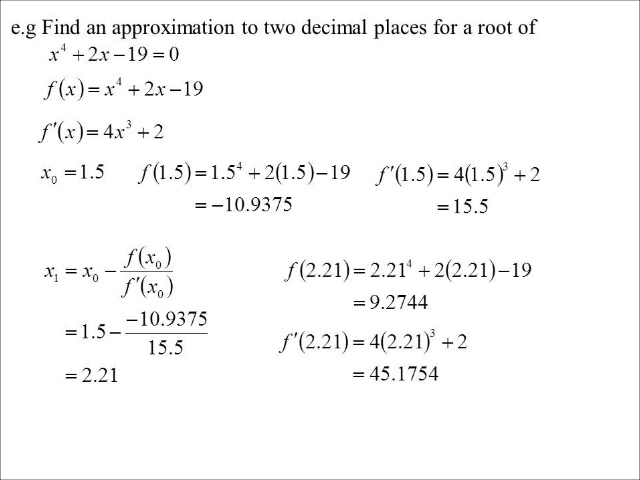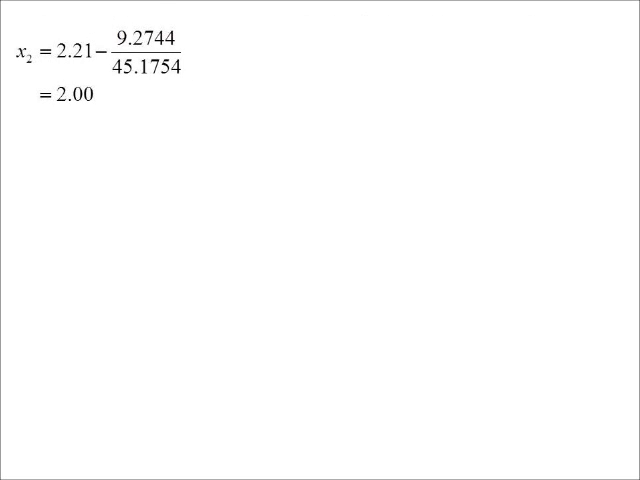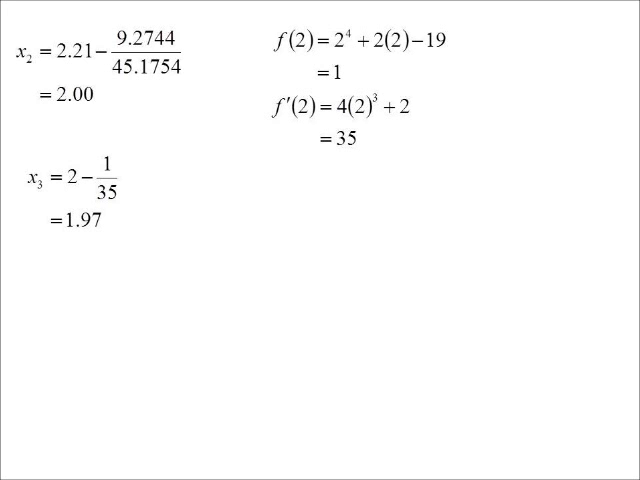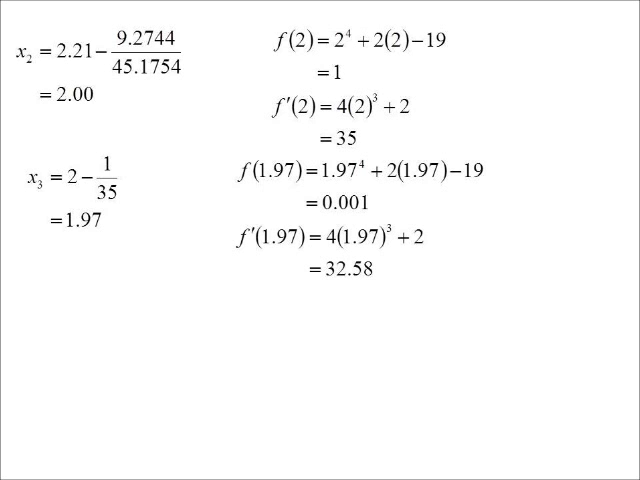All right, so we'll try it again. There's f(2.21) and its derivative. Sub that one in, I now get 2. So again, I've got a bit closer to what we know the answer to be, 1.97. Okay, f(2) is 1, its derivative is 35. Sub it in again, we get 1.97. Now we know that's the answer, but let's pretend we don't. So, all right, let's keep going.